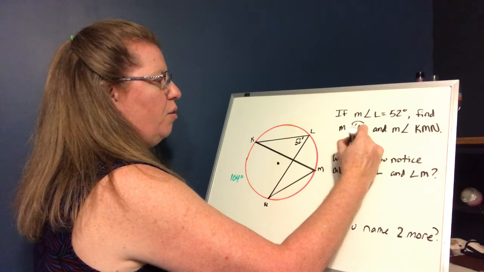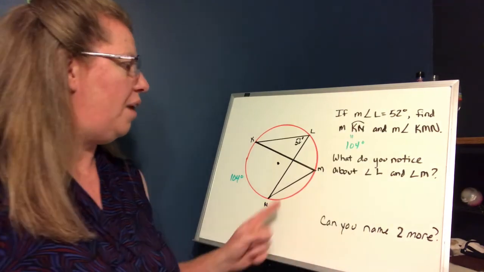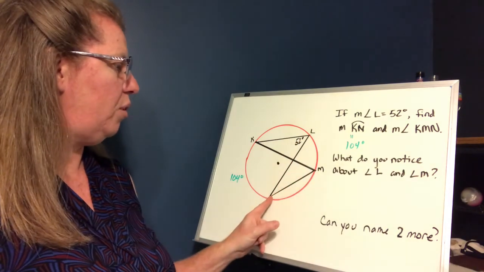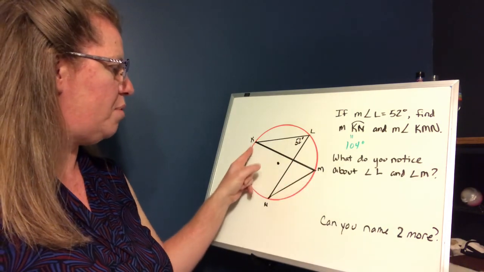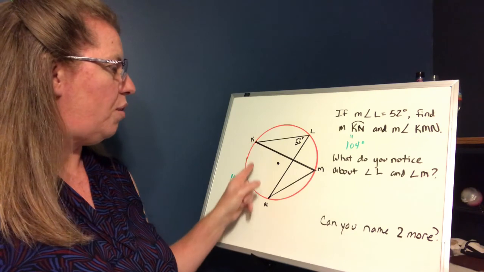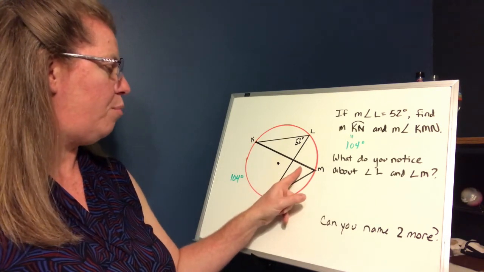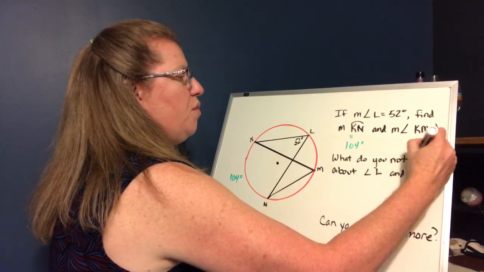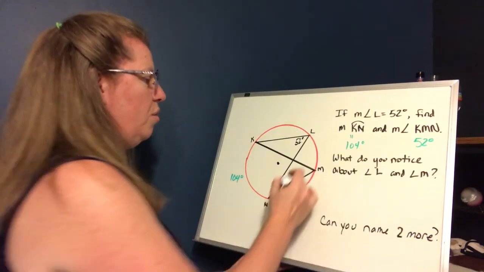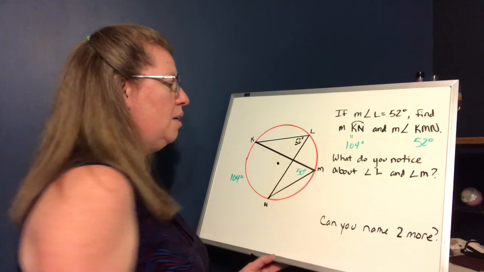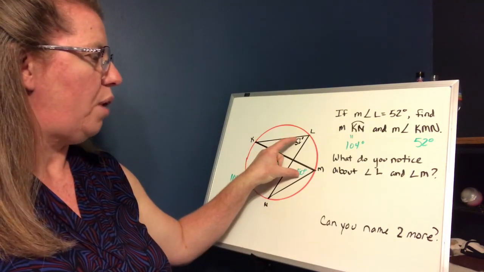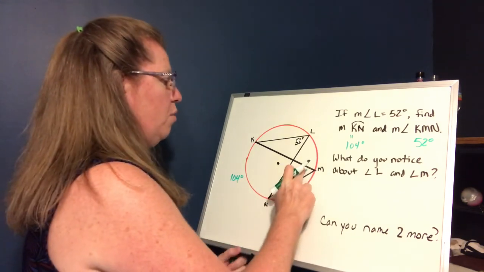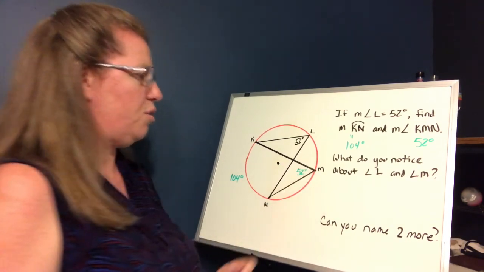Let's say here that's 104 degrees. And then they want us to find the measure of angle KMN. Well, if you look at that, this angle inscribes KN as well. So that means the measure of angle M here is half the measure of our arc, which is 52 degrees. So you'll notice that these two angles intercept the same arc, so they have to equal the same degree measure, 52.